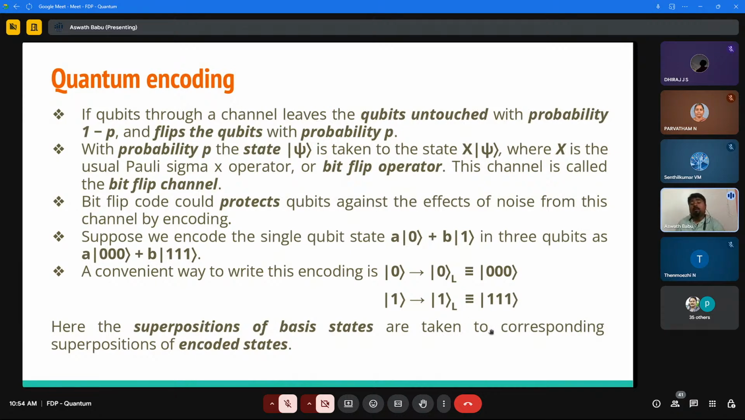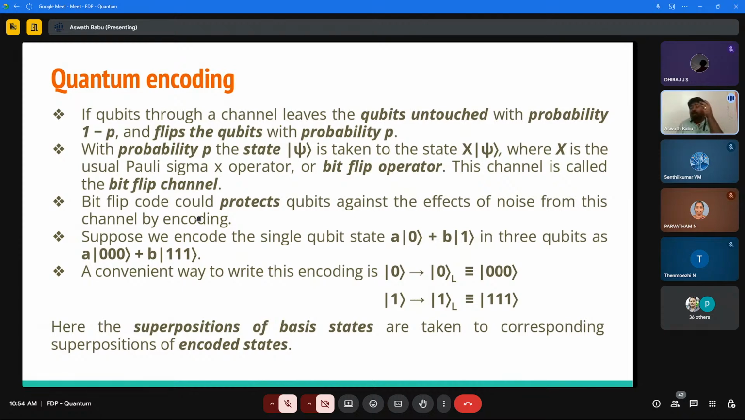So you can just imagine the 3 qubits are carrying the information along the way. If one of them got distracted or fell down because of a problem in the path, the other 2 are there to carry that information. So that is quantum error correction for you.